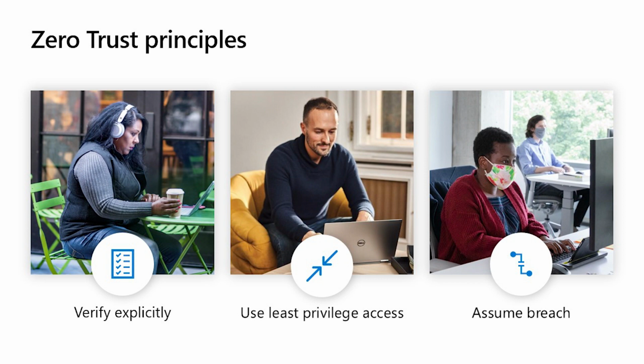First, verify explicitly. Always authenticate and authorize based on all the data available, including the user, the device, the location, the service, the data, the network. Use least privileged access. Limit user access using just-in-time and just-enough access principles. Lastly, always assume breach. Constantly monitor your environment and prevent threats in real time. Next, Dilip will walk us through how to apply these principles.